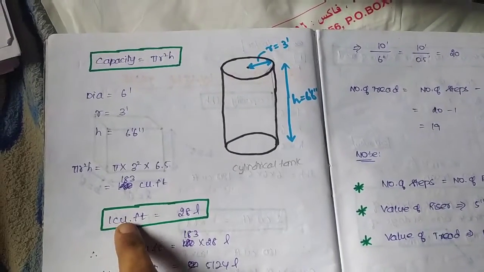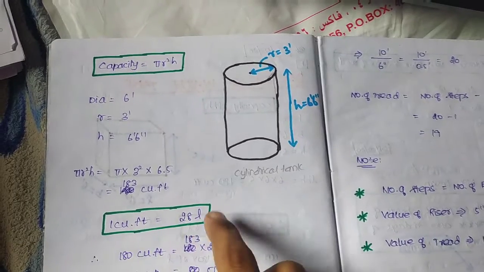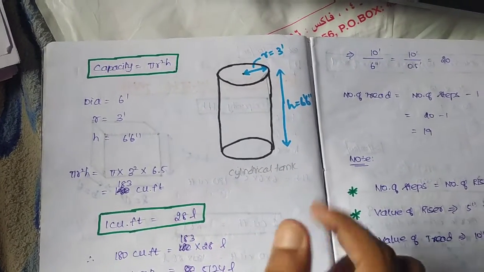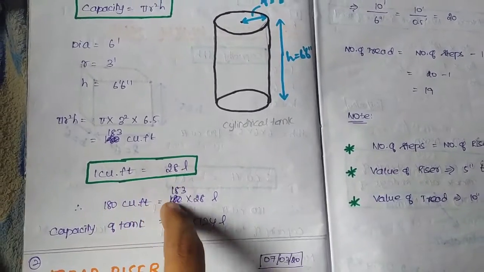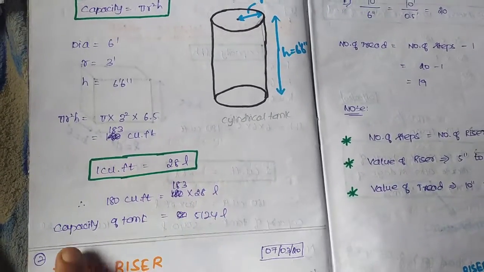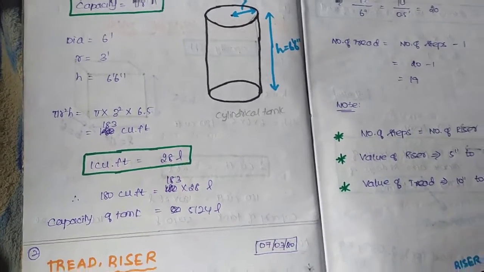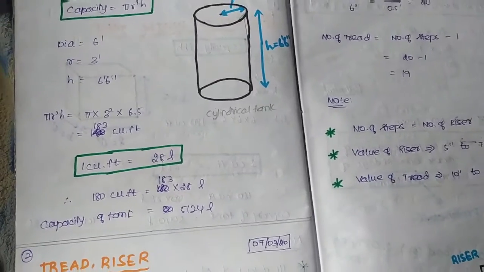We know the formula, that is 1 cubic feet is equal to 28 liters, or 1 cubic feet is equal to exactly 28.3 liters. Now conversion. 183 cubic feet is equal to 183 into 28 liters. So the capacity of the tank will come around 5124 liters.